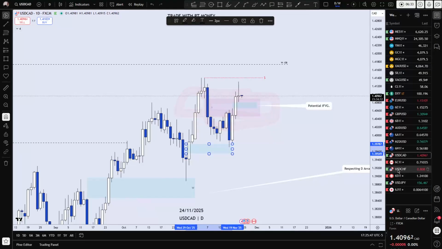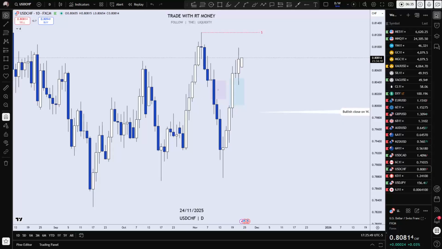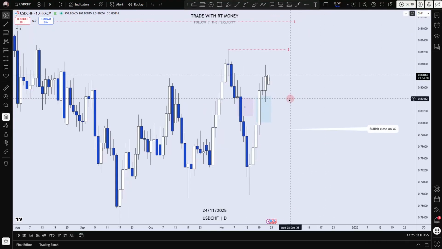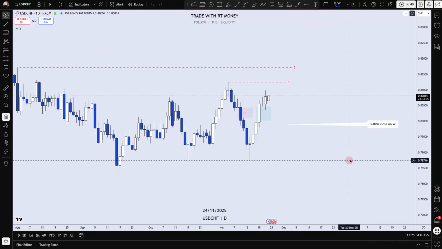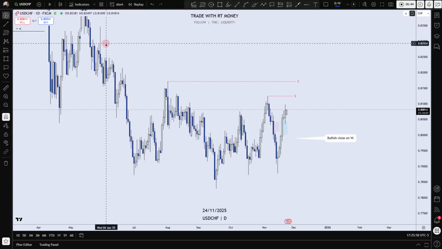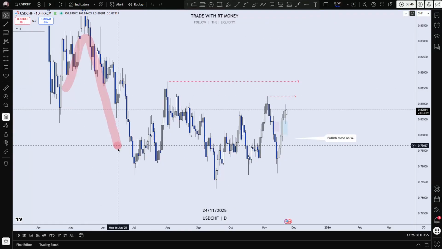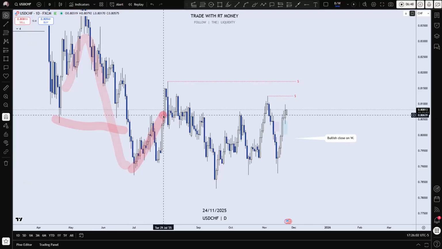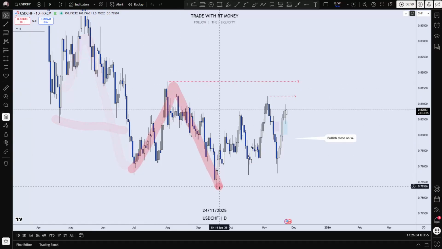Next one will be the US dollar Swiss. What are we looking at? Kind of a similar situation. You see this market was heading down, making lower lows, breaking structure to the downside, making lower highs, then lower lows.